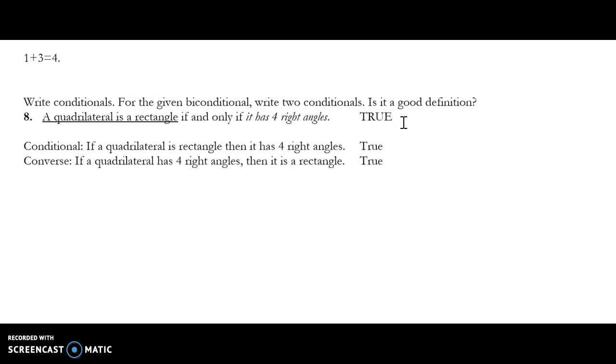Now, we're talking about trying to define something. If what we're saying in terms of a biconditional statement is a true statement, then that is a good definition. Okay? So a good definition, right, of a rectangle is a quadrilateral with four right angles. If we had something that was only true from one perspective, an if-then statement versus if and only if, it's not a good definition.